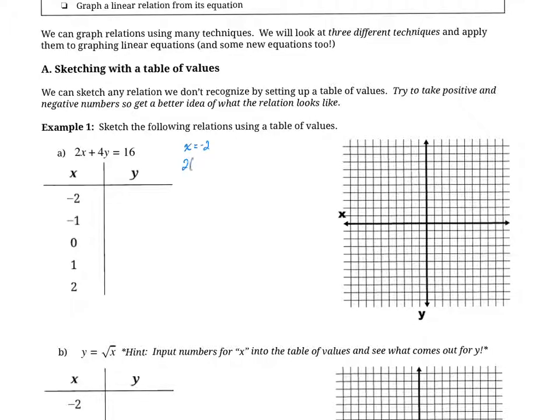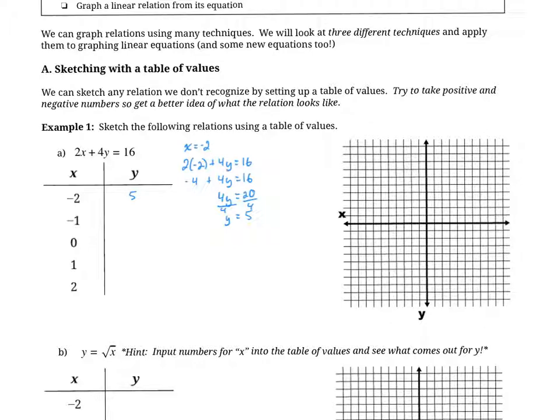Now we just need to replace x with -2 and solve. So 2 times -2 is -4, and then we keep our plus 4y equals 16. Now we need to move that -4 over to the other side, and it becomes positive. So 16 plus 4 is 20. And to get y by itself, we need to divide by 4. So 20 divided by 4 is 5. So our first y value in this table of values is 5.